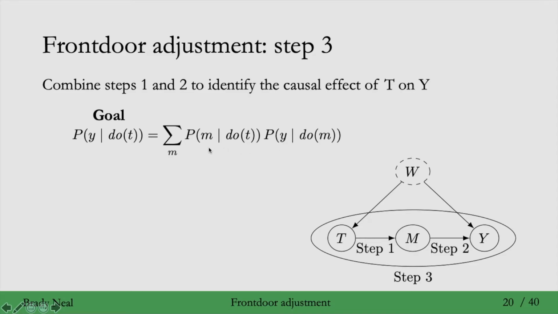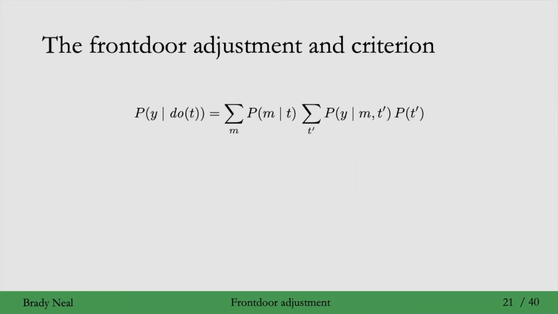And then because this distribution of m given do t is a distribution, we have to sum over all values that it could take on to sum out that randomness. And then we actually know what each of these quantities inside this sum is equal to when we get rid of the do operators from step 1 and step 2. It's just this. We have a t prime on the inner sum here to distinguish it from this t, which matches this t here. So that's the only reason we have t prime here. And that's actually the front door adjustment.